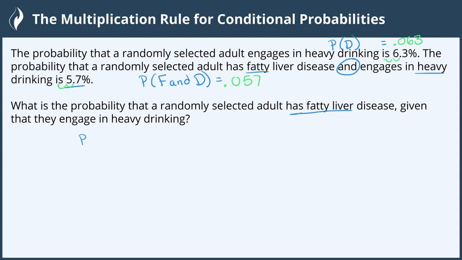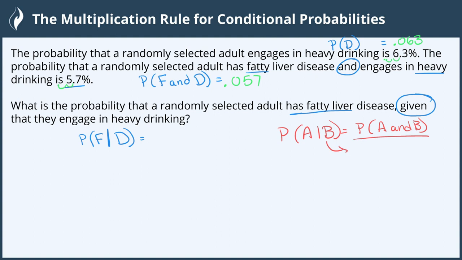Our question asks the probability that a randomly selected adult has fatty liver disease. So we're looking for the probability of fatty liver disease given, our line for given, engage in heavy drinking. Given heavy drinking. Now let's go ahead and write down our formula for the multiplication rule for conditional probabilities, which is the probability of A given B is the probability of A and B divided by the second one, the probability of B.